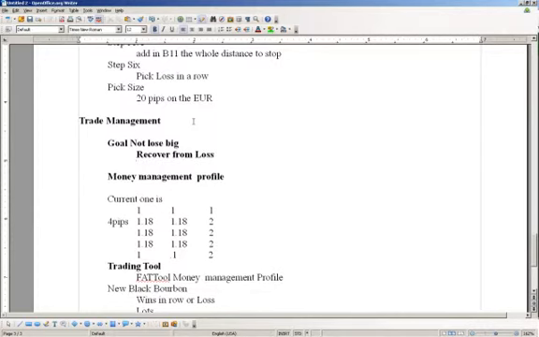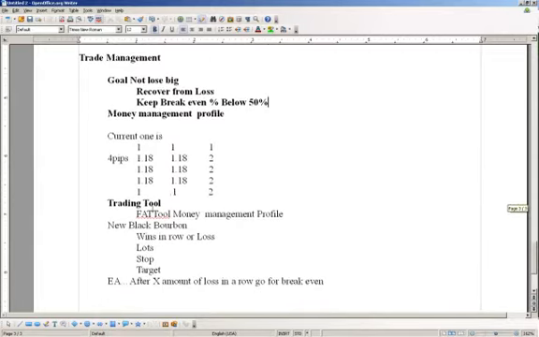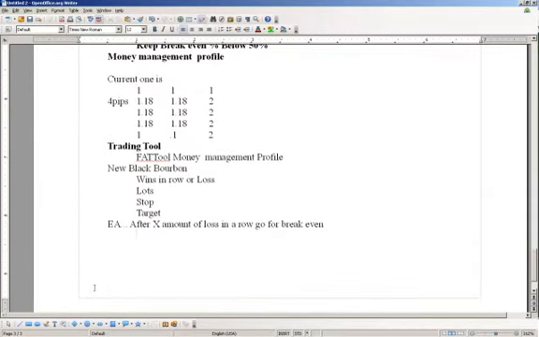And number 2 is keep break even percents tight, close to entry. Below 50% is nice. Below 50% is really cool if you can do it, but it's really difficult to do. Okay, that's your trade management on this.